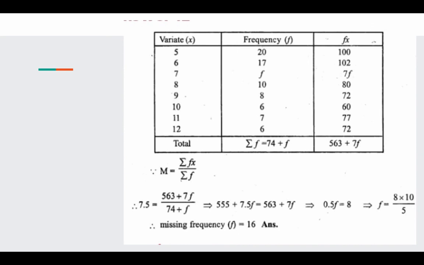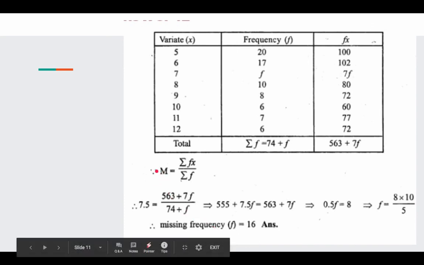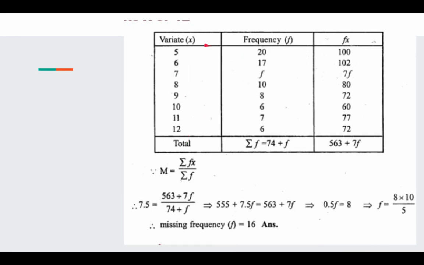Pay attention everyone. Question number 12 says, if the mean of the following distribution is 7.5. The mean is given. Mean formula is sum of fx upon sum of f. So mean is given to us. Fine. This table is given, 5, 6, 7, 8 up till 12, and this frequency. X is given, f is given.